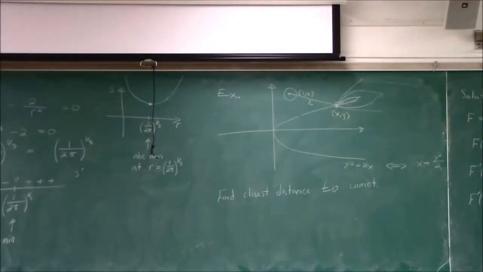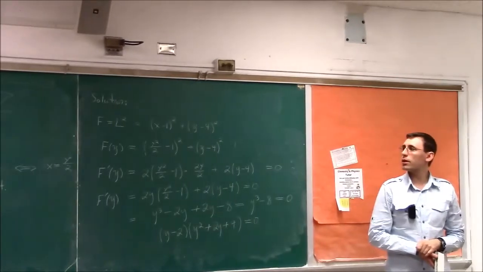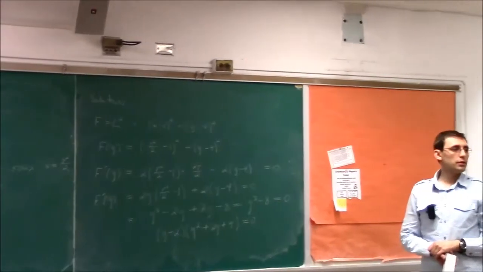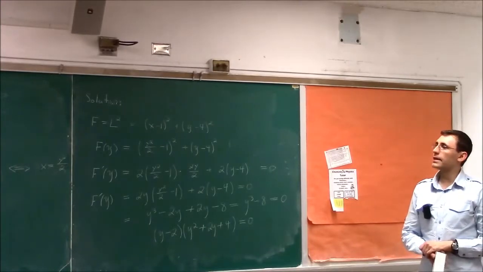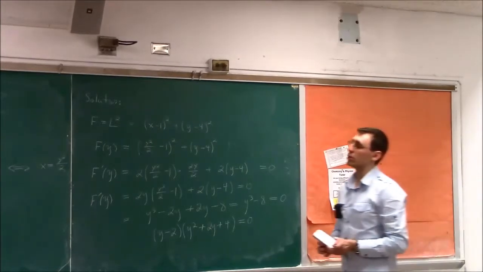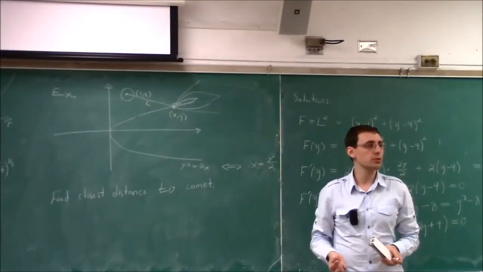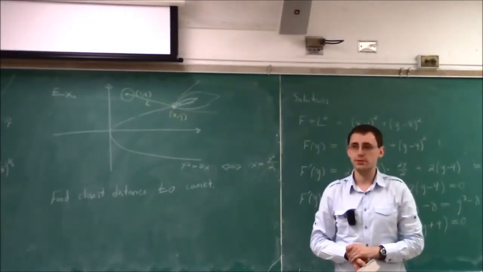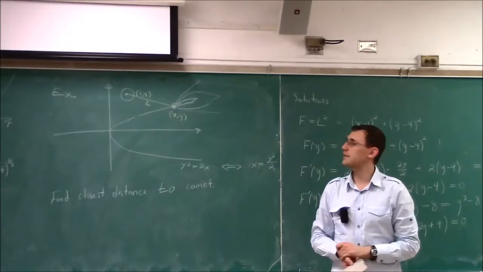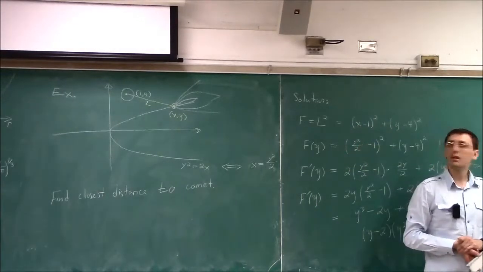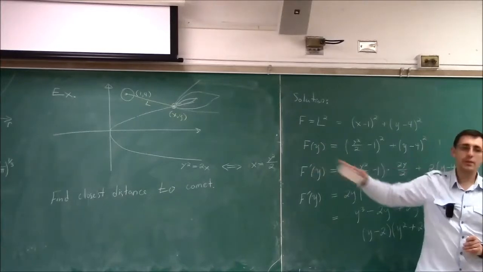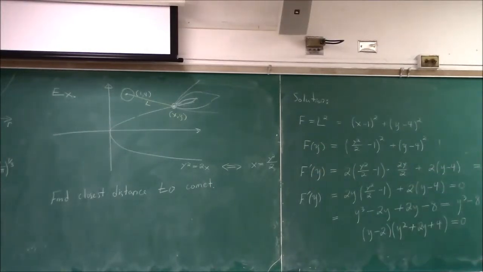So maybe there's a question. Do you plug in 1 and 4? What do I do with 1, 4? I measure the distance L between 1, 4 and the curve, and I want to know the closest approach. So I want to know the values x and y. I just found the y coordinate. The y coordinate is equal to 2 when the comet is closest to planet Earth. Planet Earth in this graph is located at coordinates 1, 4. Doing all this process told me that the y coordinate of the closest point on the parabola to the point 1, 4 is equal to 2. Make sense?